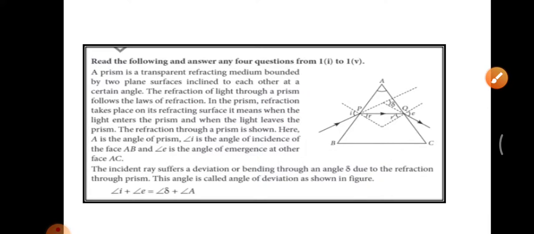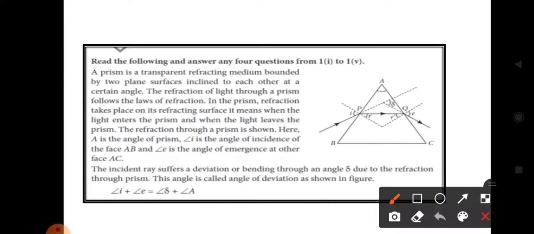Now read the following question and answer any four. A prism is a transparent refracting medium bounded by two plane surfaces inclined to each other at a certain angle. So look here, this is a prism. These two surfaces are a transparent medium bounded by some angle. This angle is called the angle of prism.